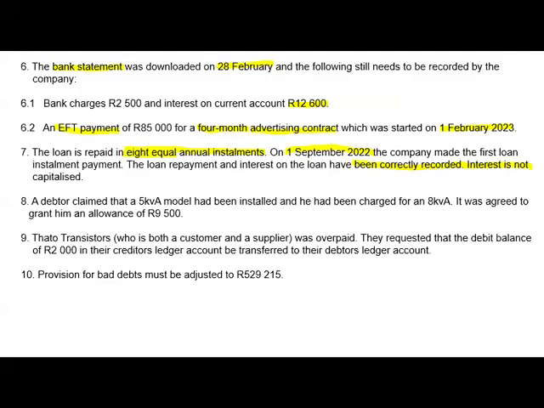The next one, what does it say? It says that Tato Transistors, who is both a customer and a supplier, overpaid. Okay, I get that. And when they overpaid, since it's a customer, they're paying us, it means that our debtors control will be negative, and we can't have a negative debtors control. They requested that the debit balance of 2,000 in their creditors ledger account be transferred to their debtors ledger account. Okay. Oh, we are the ones that overpaid them. Interesting. So they changed from being a creditor to being a debtor.